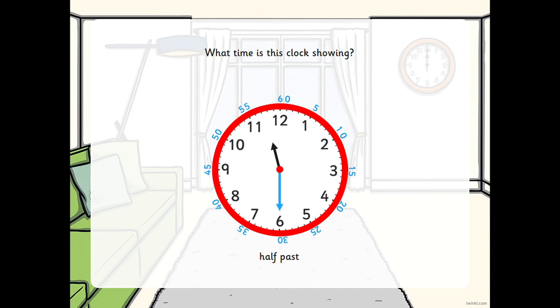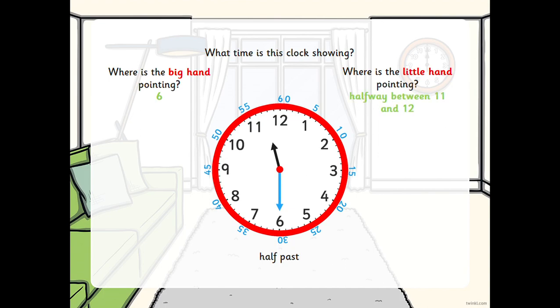Okay, so let's have a look at this one. So we know the big hand is on the 6, so that means it is half past. And it is in between 11 and 12. We go and look at the number that comes first. So what number comes first before 11 and 12? 11, so it is half past 11. Okay, so the big hand is pointing on the 6 and the little hand is halfway between 11 and 12. So that means it is half past 11.